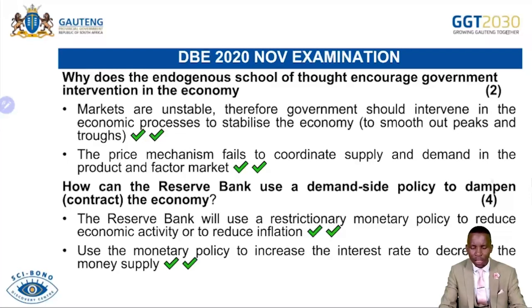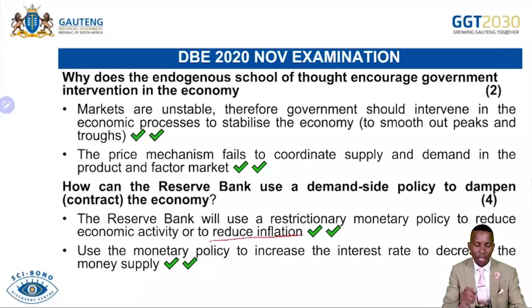How can the Reserve Bank use demand-side policy to dampen, contract the economy? Meaning, the economy is overheating, it should be reduced now. A Reserve Bank will use a restrictive monetary policy to reduce economic activity or reduce inflation.